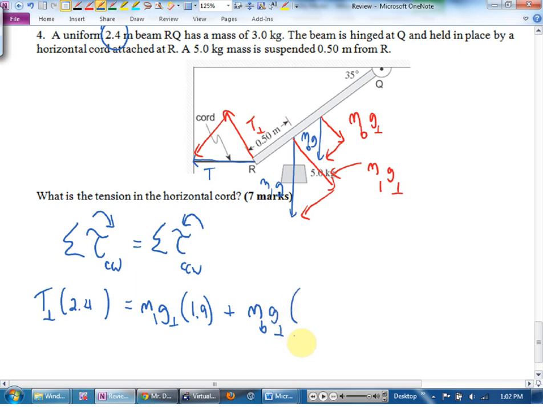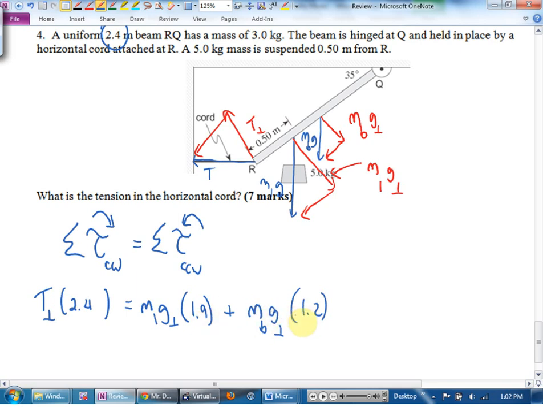How would I get tension perpendicular by itself? Okay, then I would carefully do the trig. Both of these are going to be sine or cosine. I'll let you try that yourself. That would give you tension perpendicular. I would put that there, and I would do the trig here. Oh, by the way, this angle is 35 degrees.